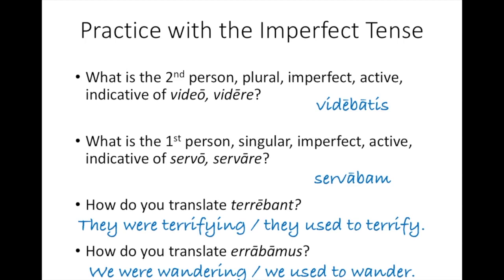How do you translate terrebant? Remember, the BA tells you it's imperfect and the NT tells you it is third person plural. And terre tells you the verb means to terrify or to frighten. So they were terrifying or they used to terrify. How do you translate errabamus? We were wandering or we used to wander. The BAMUS is first person plural: we were, or we used to. And the erra is to wander, to go astray, to err, to make a mistake. So we were wandering, or we used to wander.